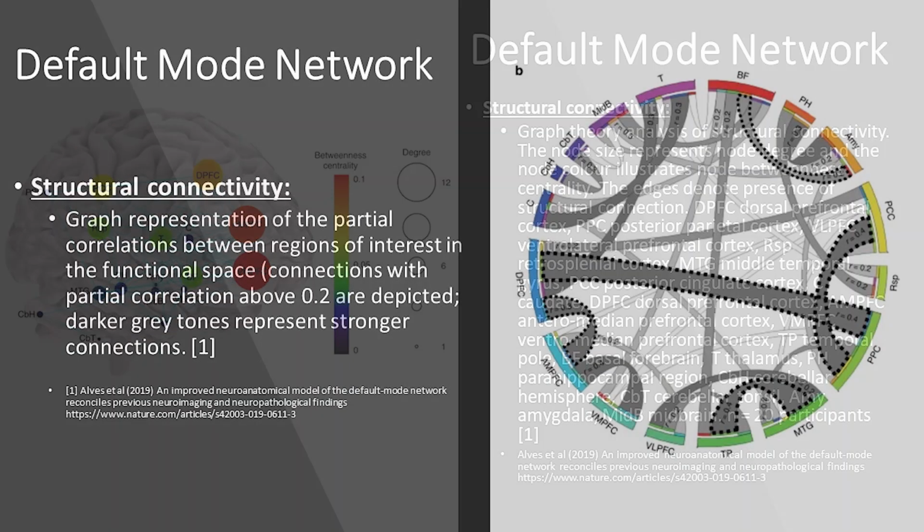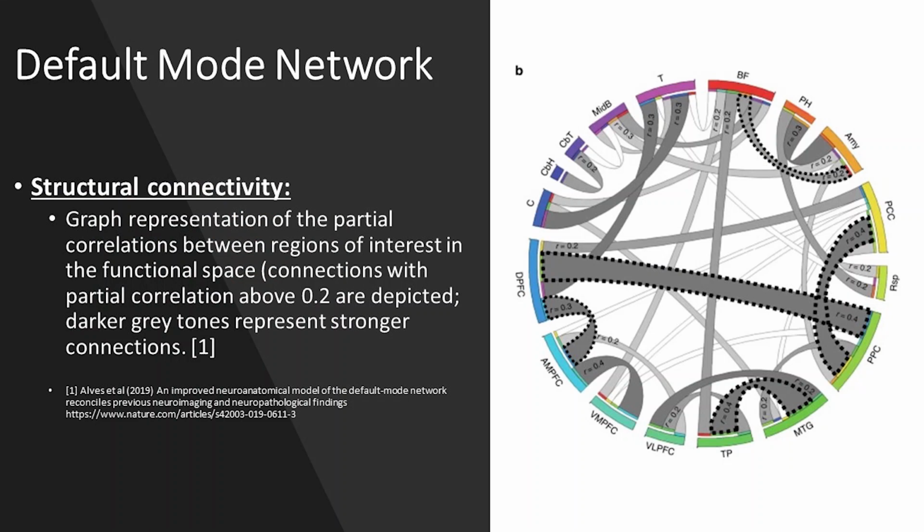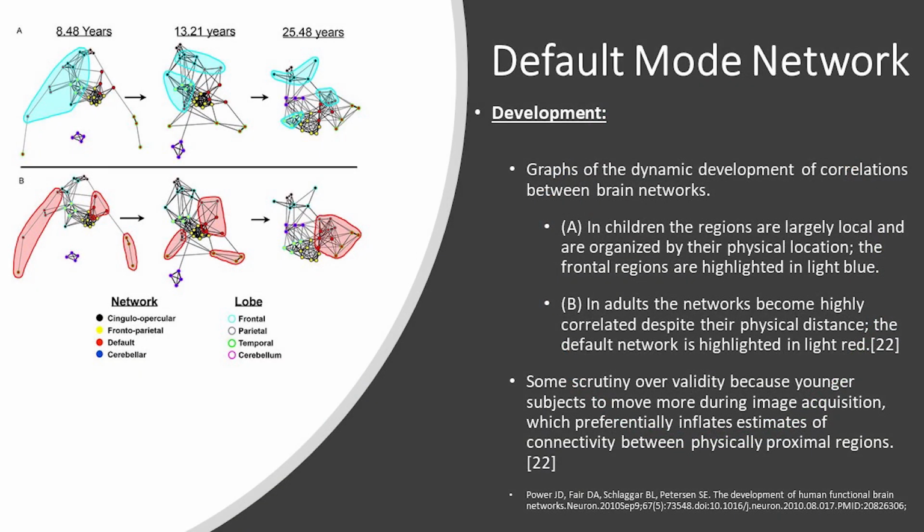Another similar graph here showing the strength of the connections, and we see that the posterior parietal cortex on the right has high density of connection to the dorsal prefrontal cortex on the left, as well as all those other connections. So this image was taken from a study that measured the development of the default mode network over time, so from 8 years old to 13 years old to 25 years old, and we see how it changes its structure over time.